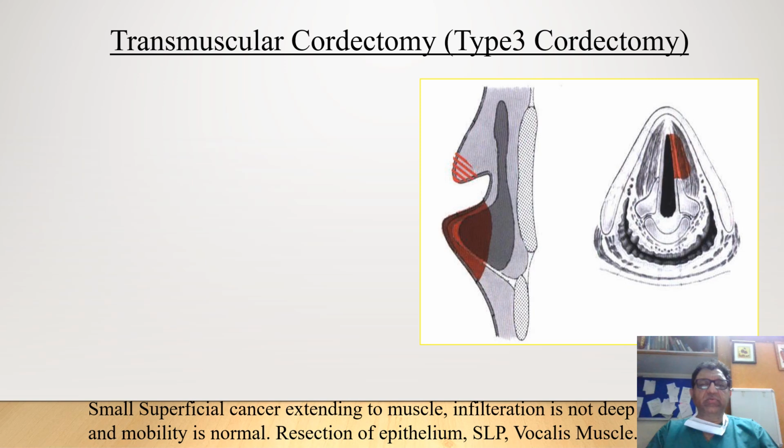So after exposing, doing the ventriculectomy, and removing the false cord, we can literally know the lateral extent of the tumor and do the type 3 chordectomy, like in this case.